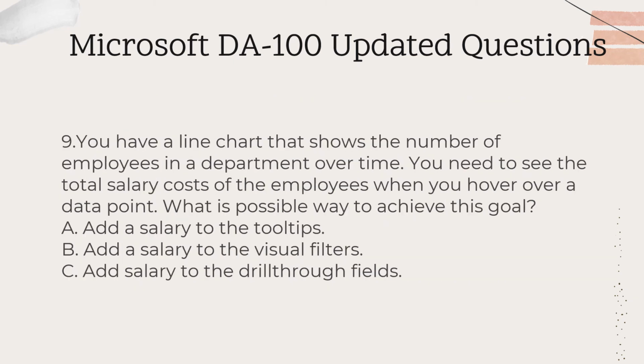9. You have a line chart that shows the number of employees in a department over time. You need to see the total salary costs of the employees when you hover over a data point. What is a possible way to achieve this goal? A. Add salary to the tooltips. B. Add salary to the visual filters. C. Add salary to the drill through fields.